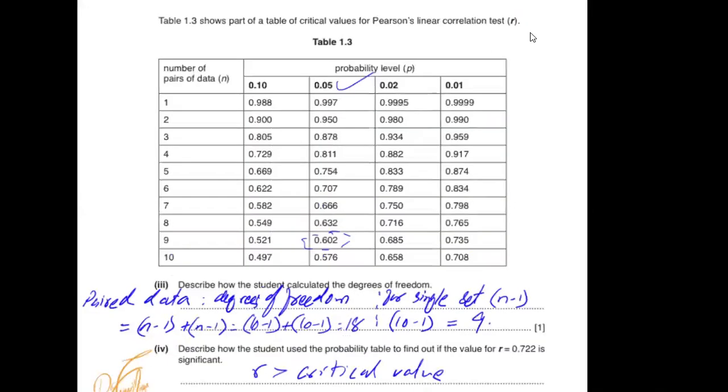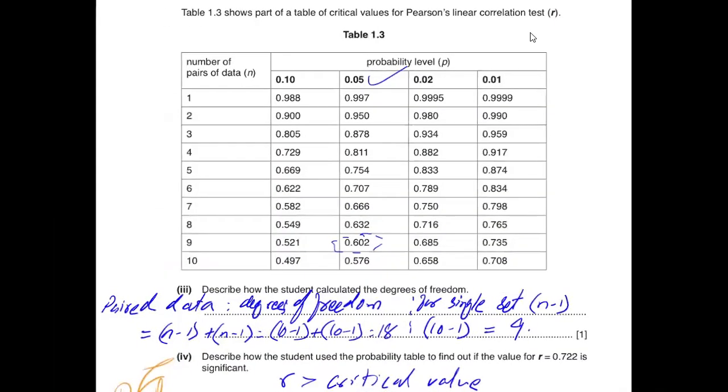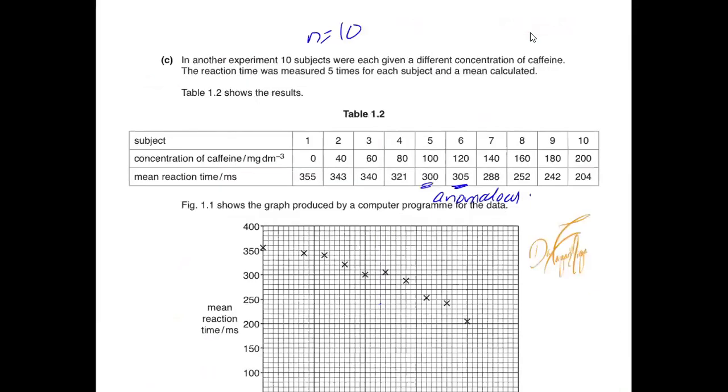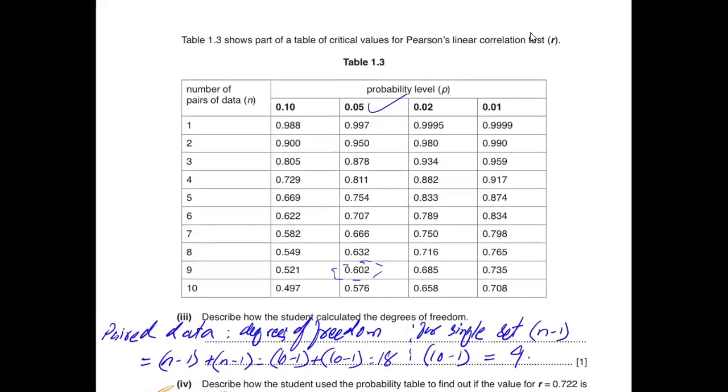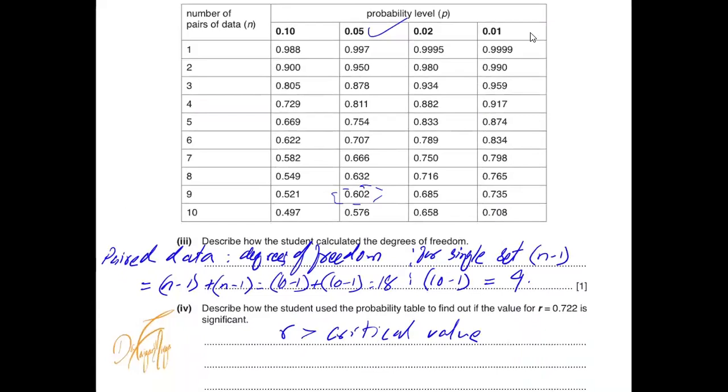Next, they are saying figure 1.3 shows a part of the probability table for the critical values of the Pearson correlation test R. The number of pairs of data n is shown to you. So how many pairs of data do you have? This is paired data: one value for the other for the first subject, the second pair, the third pair, the fourth pair. So how many pairs of data did the student take? The student took 10.